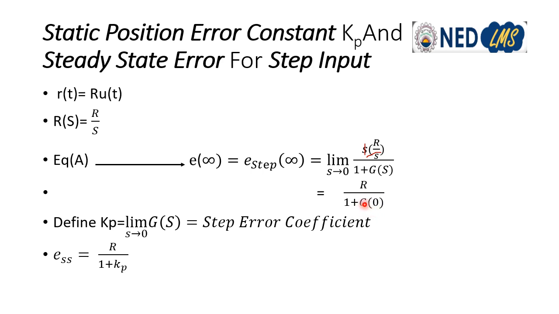We define this G of 0 or G(s) as the position error constant, Kp equals limit s tends to 0 G(s). This is defined as the step error coefficient, or sometimes called step error constant. And if we put the value here as Kp, then it will become e_ss equals R upon 1 plus limit s tends to 0 G(s), or Kp. So the steady state error for a step function is defined as R upon 1 plus Kp.